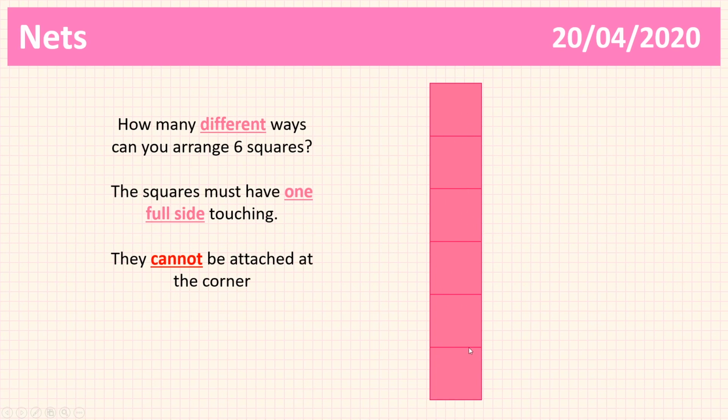So this one works. I cannot change the orientation and say that's a different shape. That would be exactly the same. The orientation cannot change. It has to be a completely different arrangement. So I can't turn this one horizontally and say it's a different shape. This is where you pause the video, give yourself about 10 or 15 minutes to have a go. Try and see if you can find how many different ways you can arrange 6 squares.